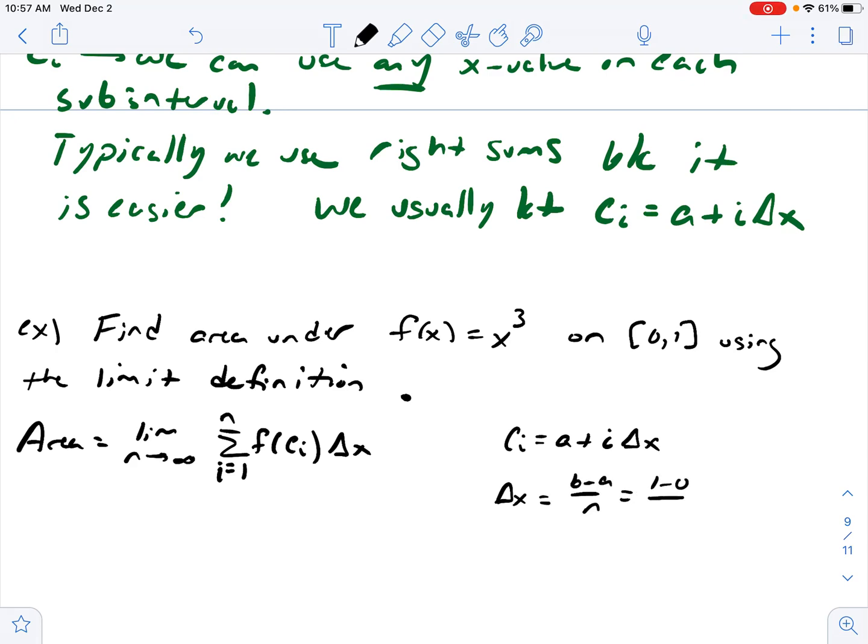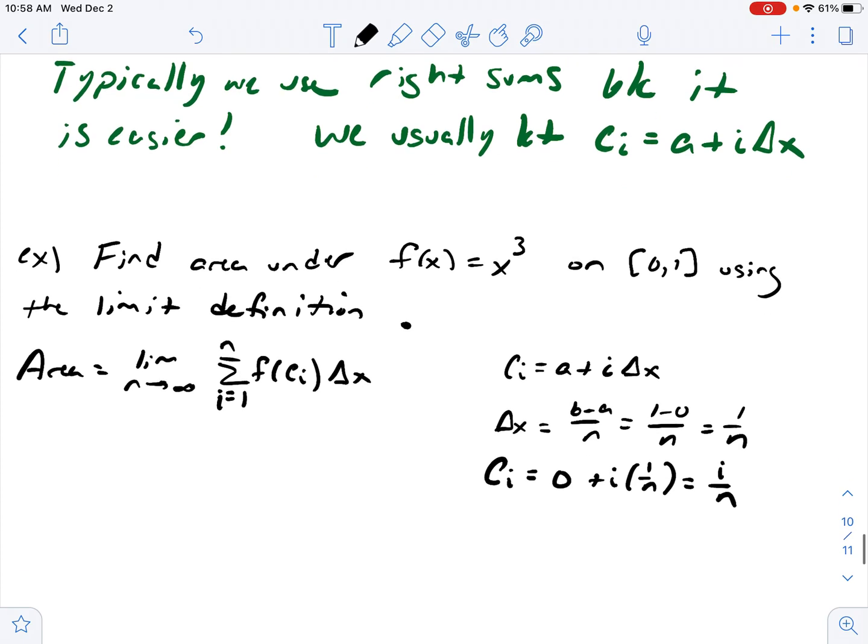Let's get our delta x. That's going to be b minus a over n, 1 minus 0 over n, or 1 over n. So c sub i is going to be 0 for a plus i times 1 over n, which is i over n. Okay? And keep in mind, I haven't said this explicitly until this point. i has nothing to do with imaginary numbers here. Don't get that in your head. This is just the index variable for the summation, okay?